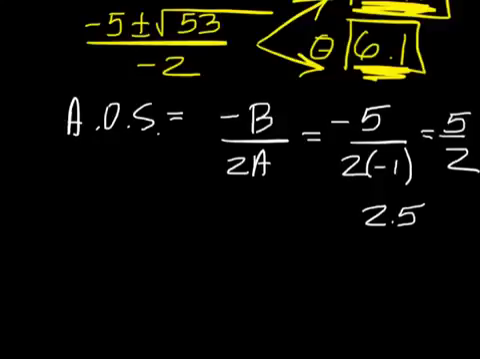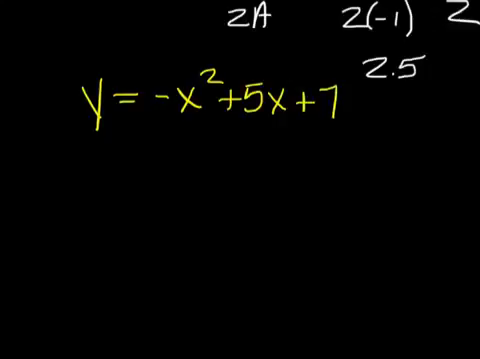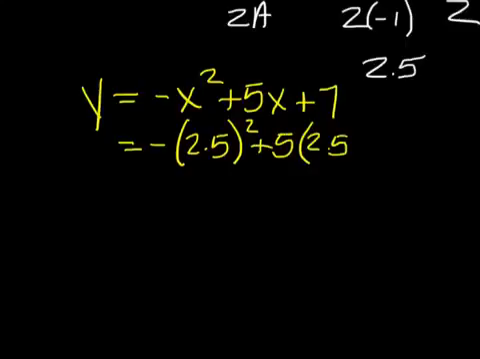Right. Plug that into the original equation, which was y equals negative x squared plus 5x plus 7. So if you plug in 2.5, you'll have to go back and evaluate. If you just do it all on a calculator, that's fine. On the first part here, you would have a negative 6.25, and then add to that 5 times 2.5.